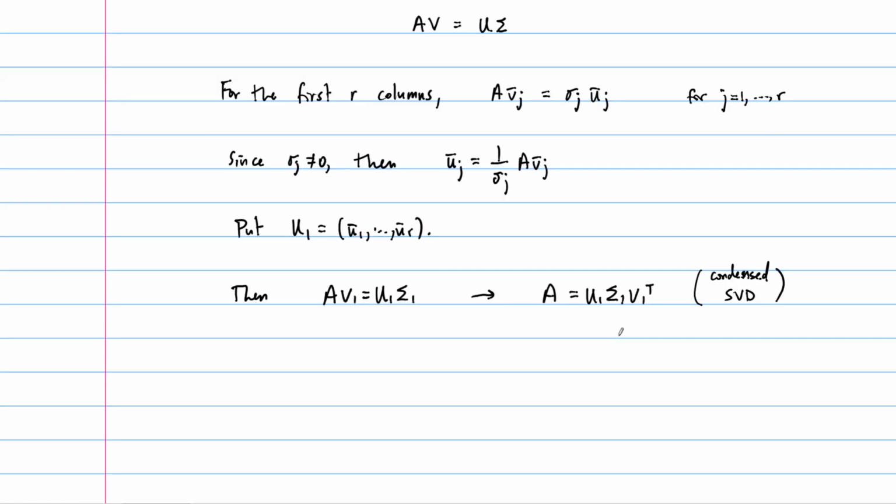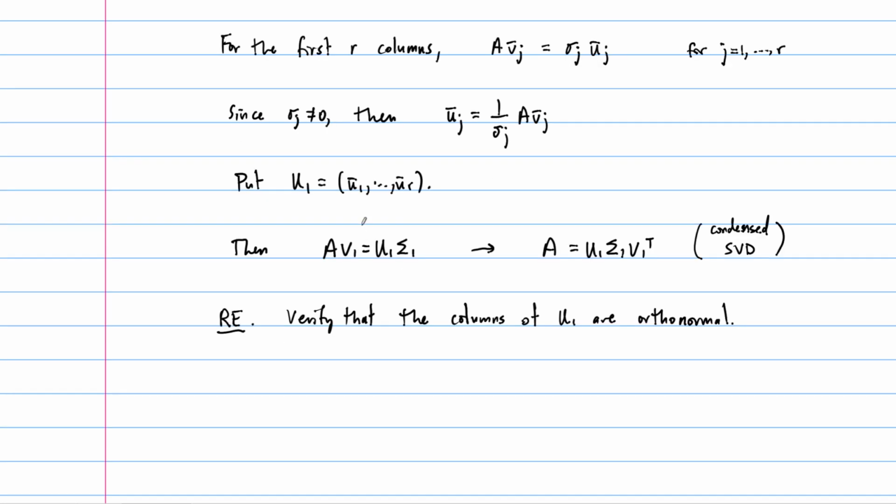One thing that you should do here, I didn't state anything about this yet, as a recommended exercise, is verify that the columns of U1 are indeed orthonormal, because to be an orthogonal matrix, all the columns need to be orthonormal. So that takes a little verification. It's not too hard. So just go through the process of verifying that those are orthonormal.